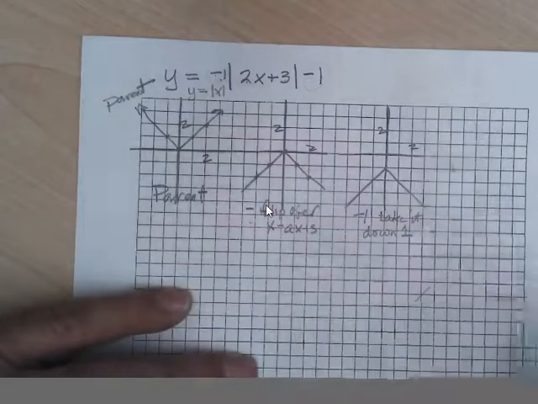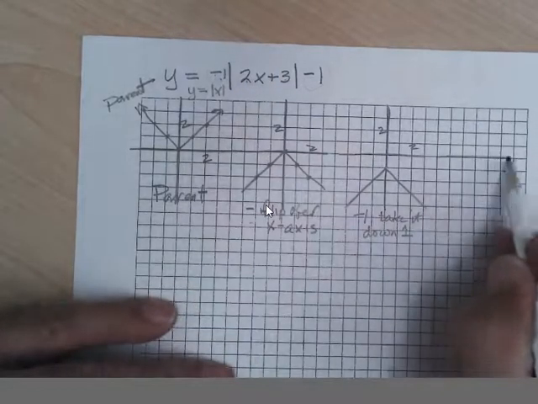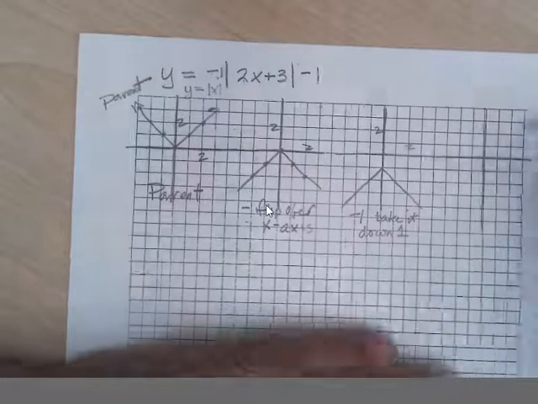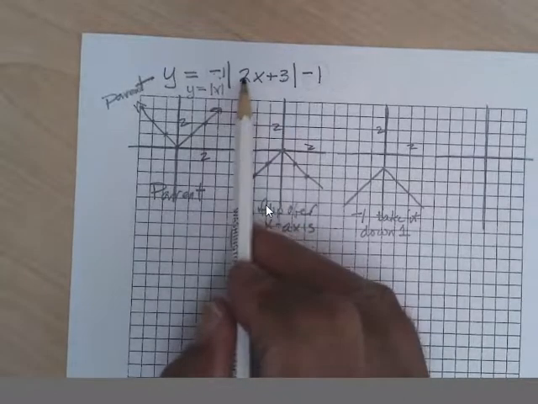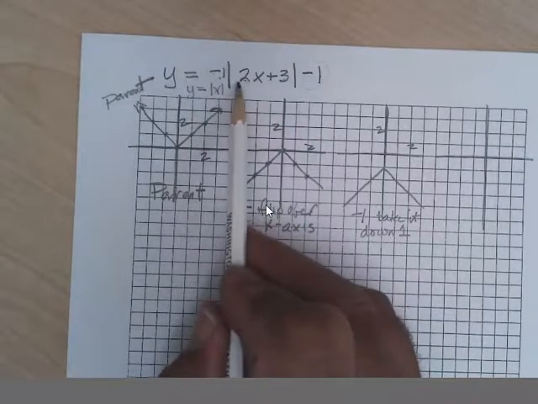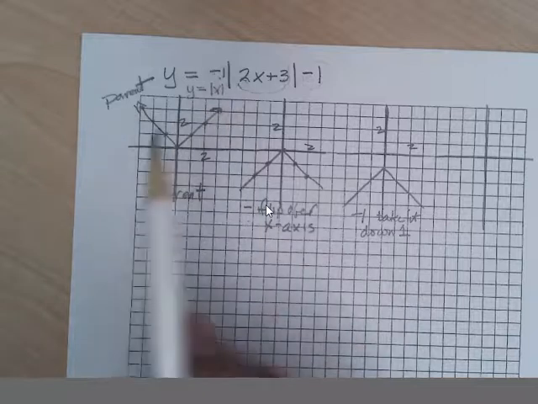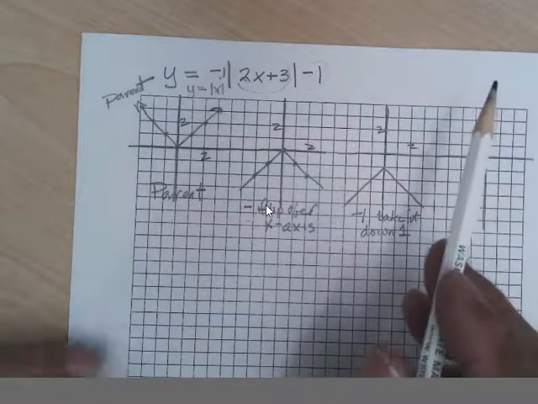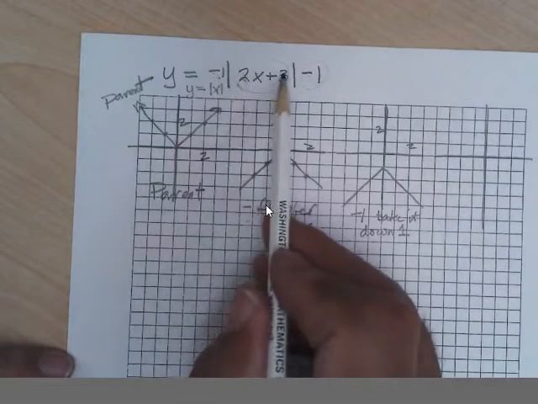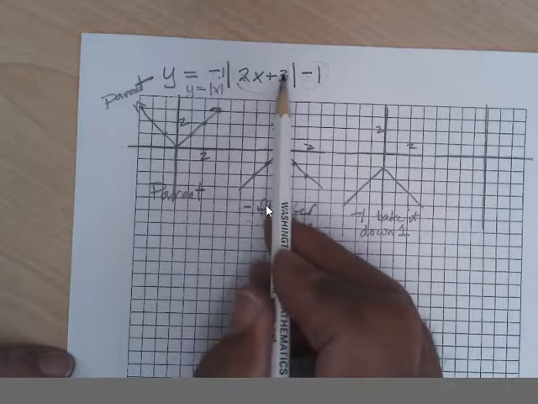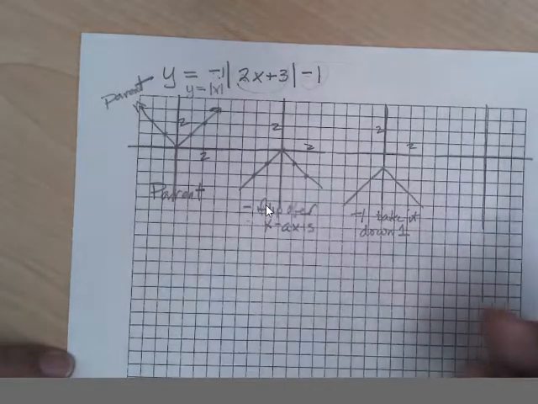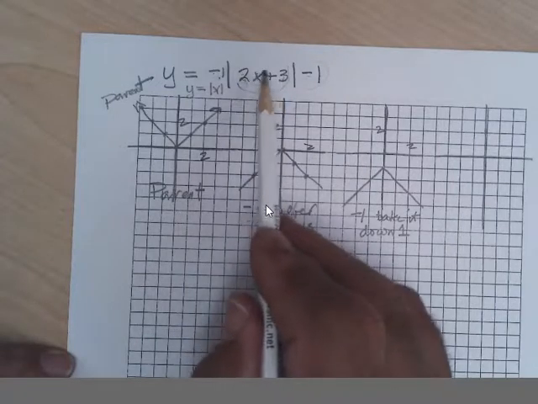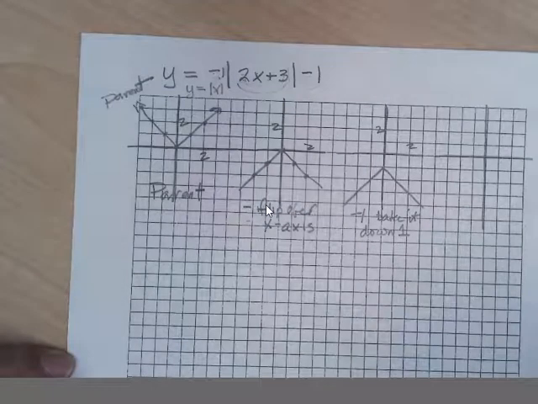Now I have 2 things inside. And this is where it gets a little tricky. Okay. There's a plus 3 and a 2. But this is inside the absolute value. So everything works backwards, including PEMDAS. So this is multiplication, this is addition. We usually do multiplication first and then the addition. But when you're doing translations, you got to do them backwards. So instead of doing the multiplication first, we do the plus 3 first.